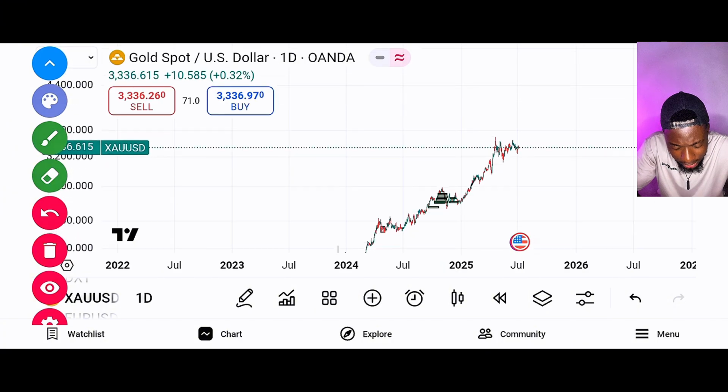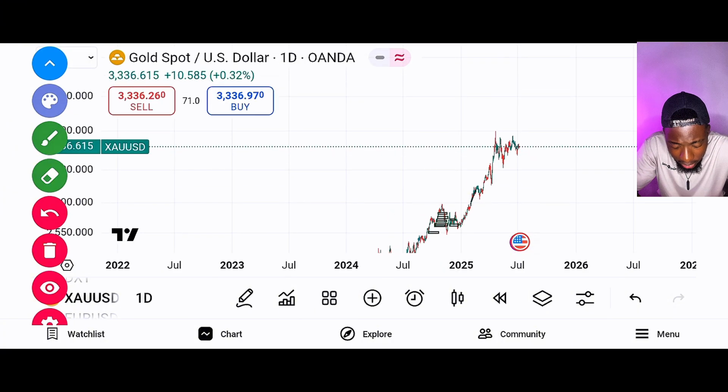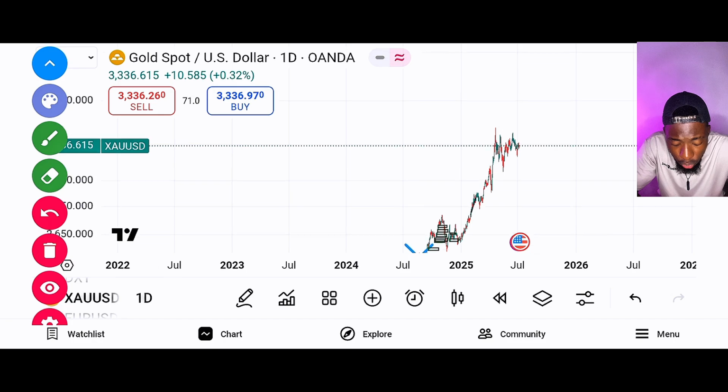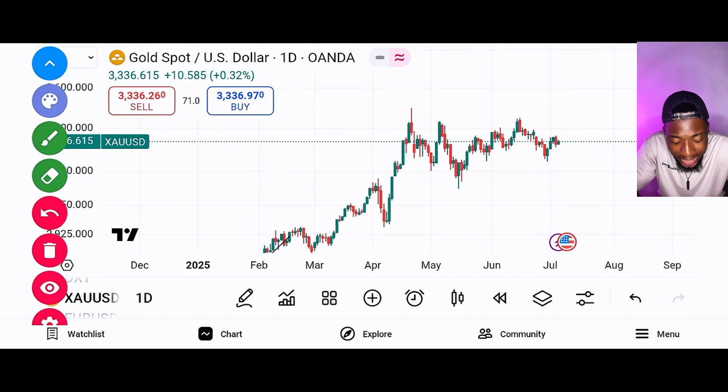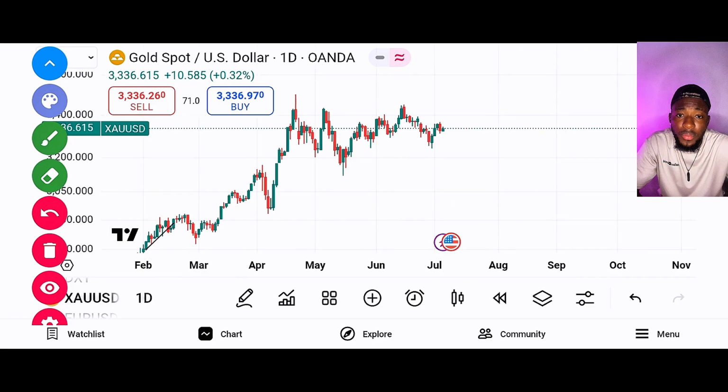Okay, so if we look at this for the daily time frame, what can we see? We see that gold is in a beautiful uptrend. What it does, it tells you that our bias is going to be what? It's going to be long.